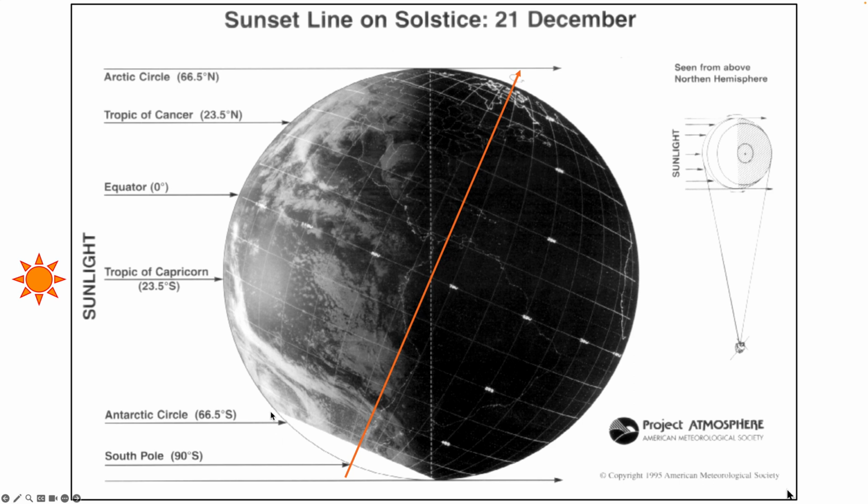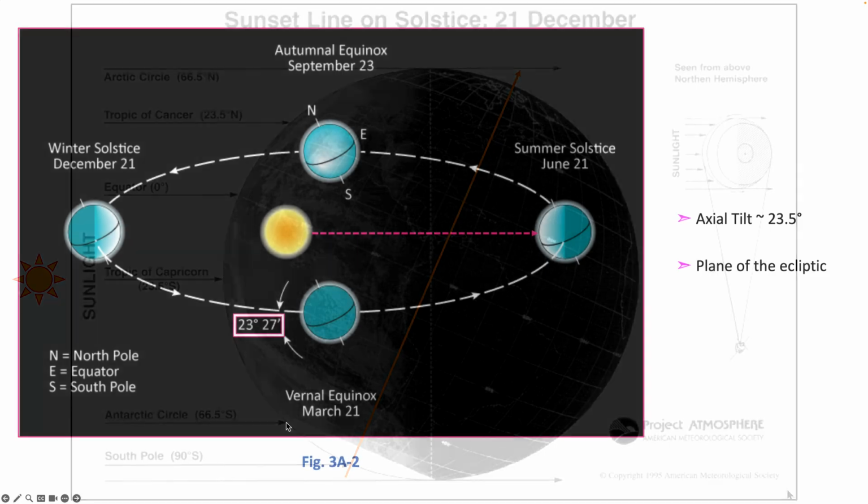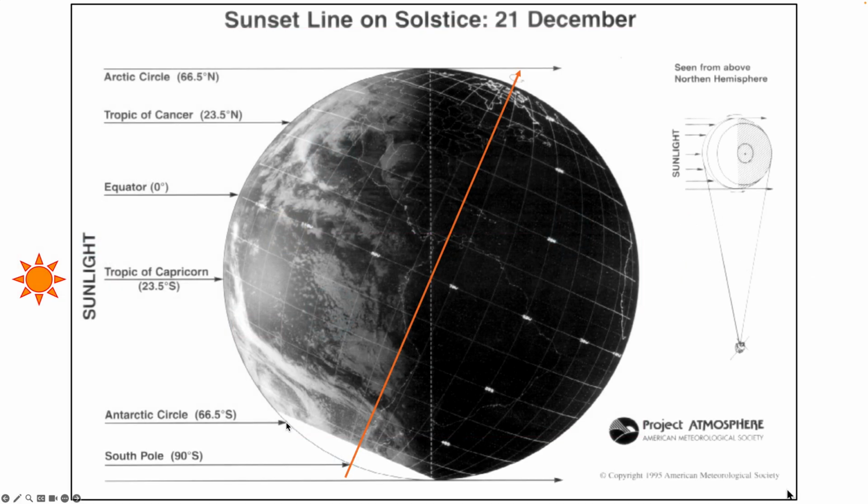Okay, I just want to point out one other thing now that we are talking about a solstice. The Antarctic Circle is at 66.5 degrees south. If you rotate the Antarctic Circle about the axis, you'll note that it never reaches the terminator. So from the Antarctic Circle to the South Pole, it's daylight 24 hours a day on December 21st.